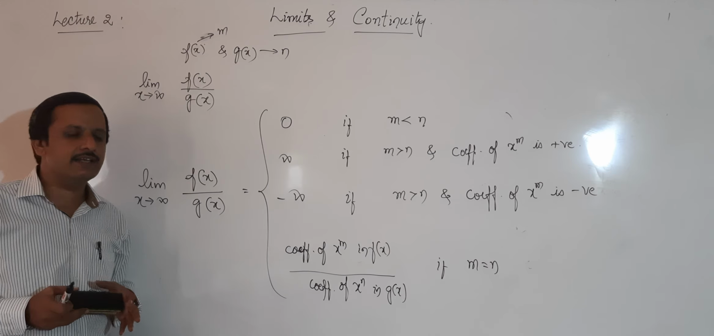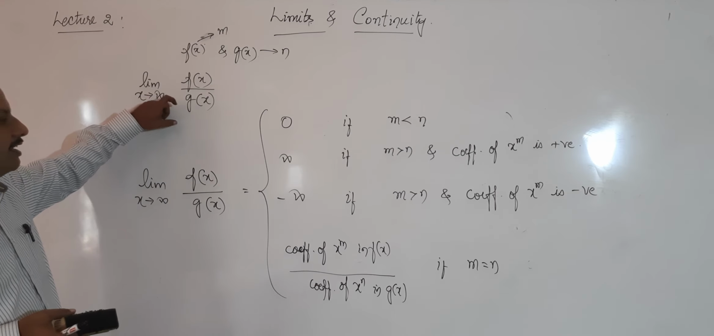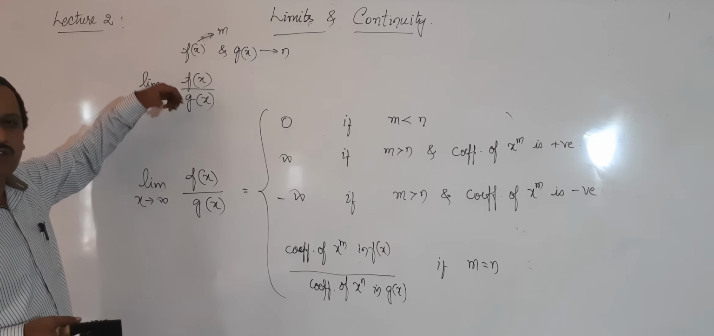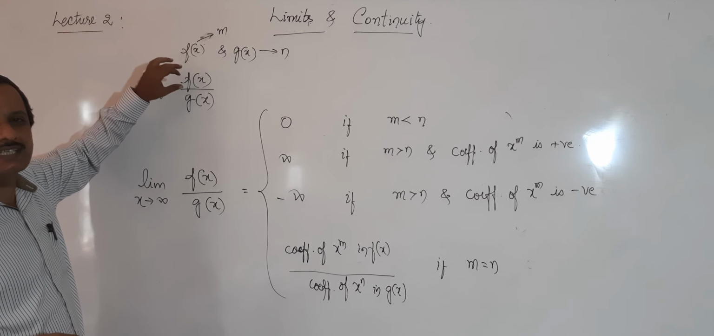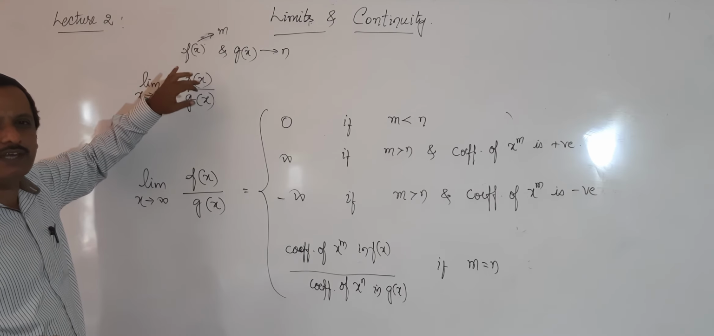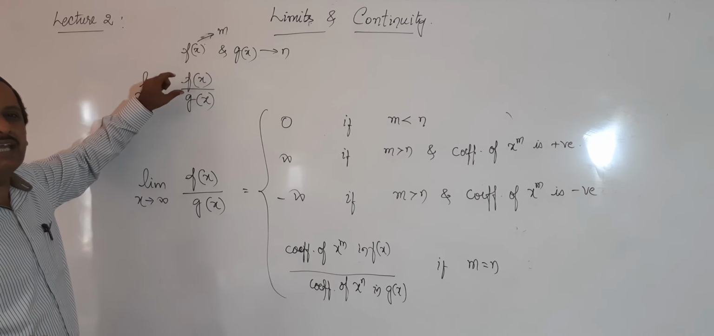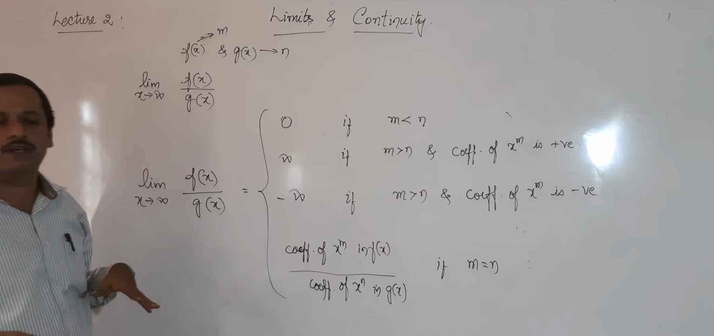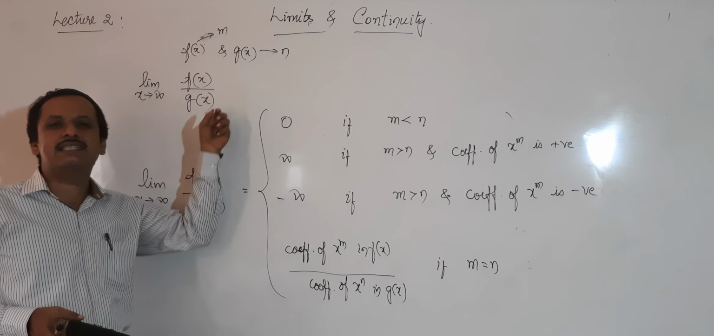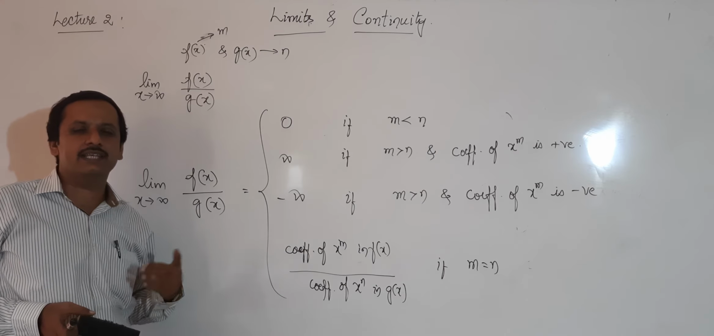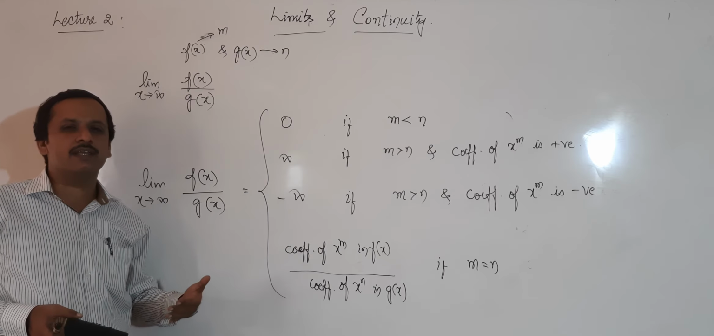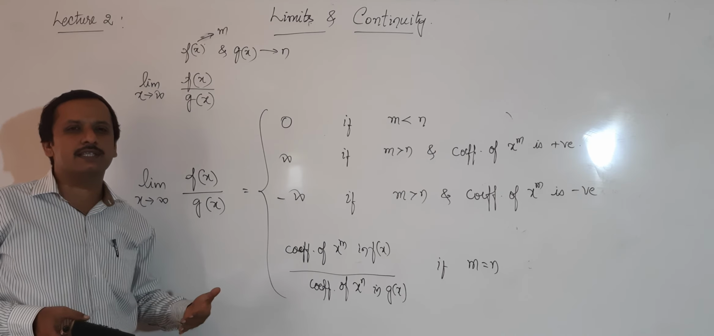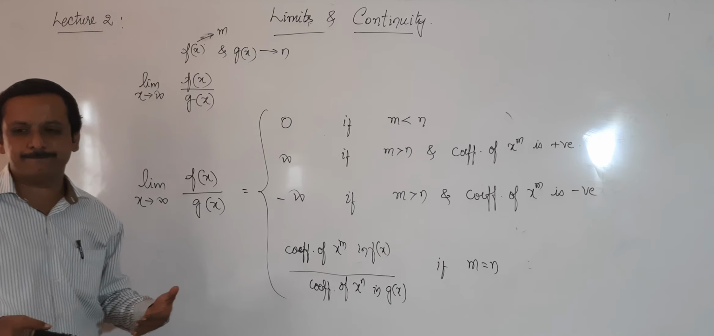Okay? Did you understand? If the degree of the denominator is larger, then the value will be 0. If the degree of the numerator is larger, then the answer is either plus infinity or minus infinity, depending on the coefficient. And if the degree of the numerator is the same as the degree of the denominator, then the answer is the coefficient of the highest power of x in the numerator divided by the coefficient of the highest power of x in the denominator. Okay.